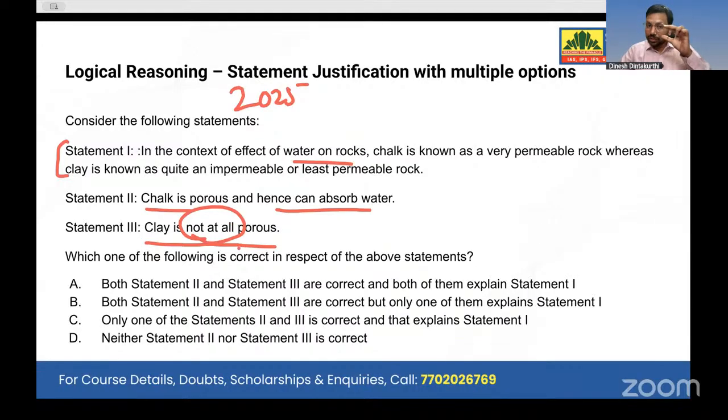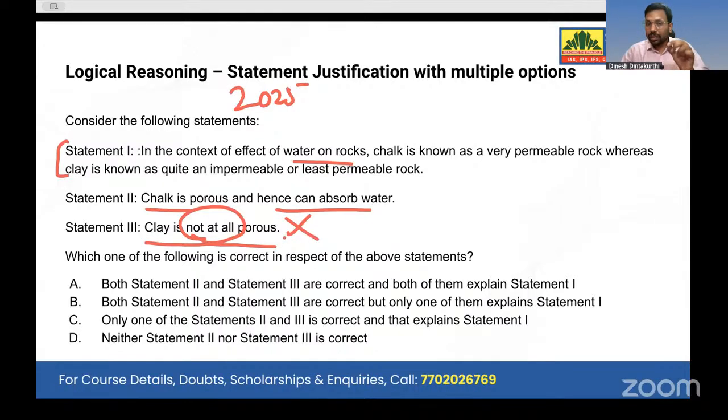Because what we know is only this much, but what we don't know is this much. UPSC asks questions about the greater probability. We should not think that we know everything, right? Even the books mention only this much. So here applying the logic can give us the answer. So clay is not at all porous. No, not at all. In the majority of cases clay is not porous.